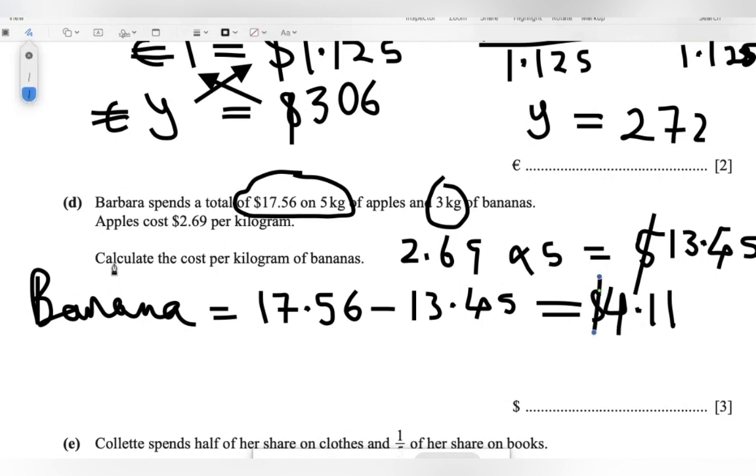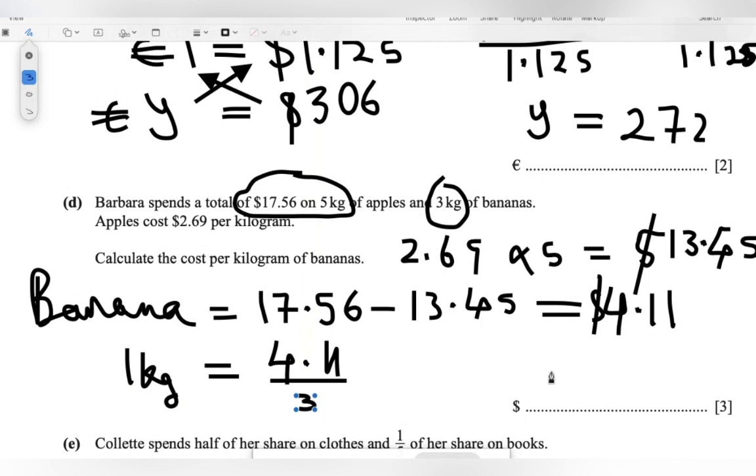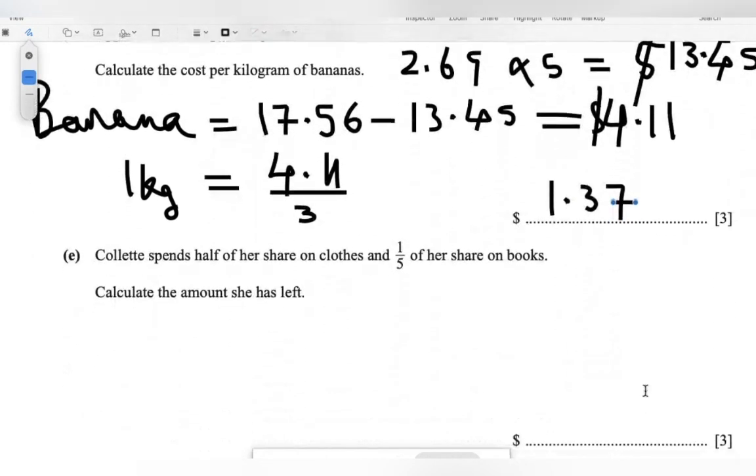But the question says calculate the cost per kg of banana, and there are 3 kg. So for 1 kg, we say this total money she spent divided by 3. 4.11 divided by 3, what do we get? 1.37. So that's how much she has spent. $1.37. That's how much dollar she spent on 1 kg of banana. Okay, so that's that for that question.